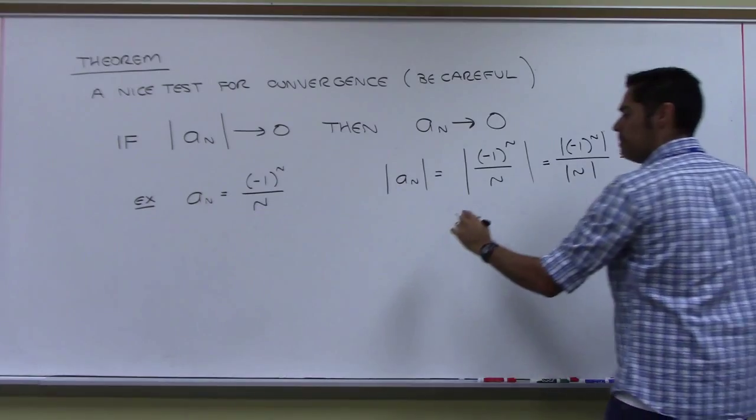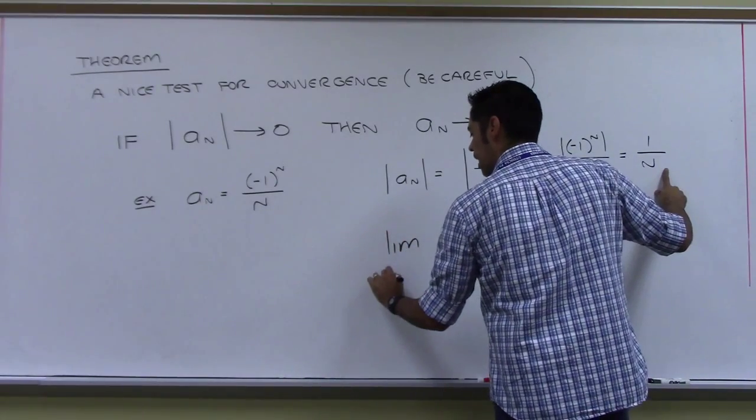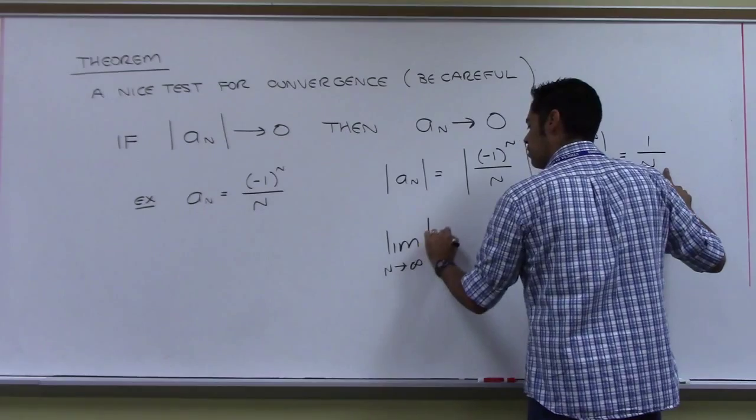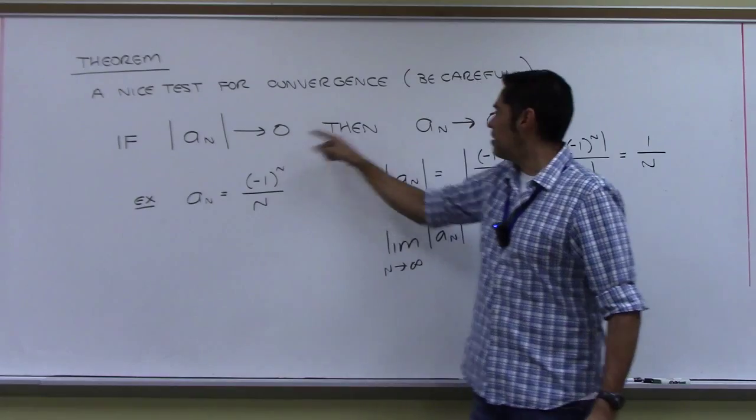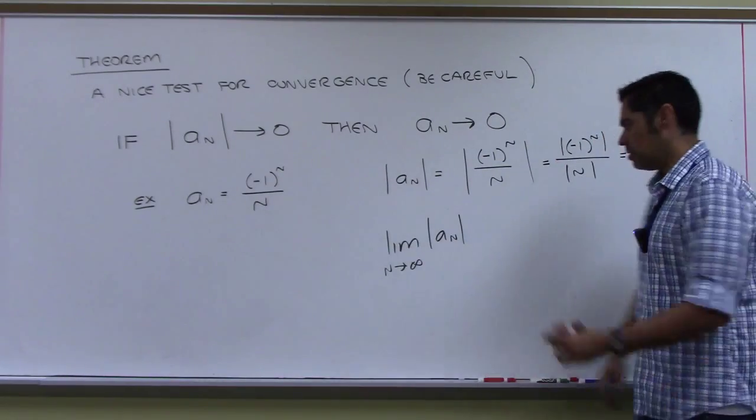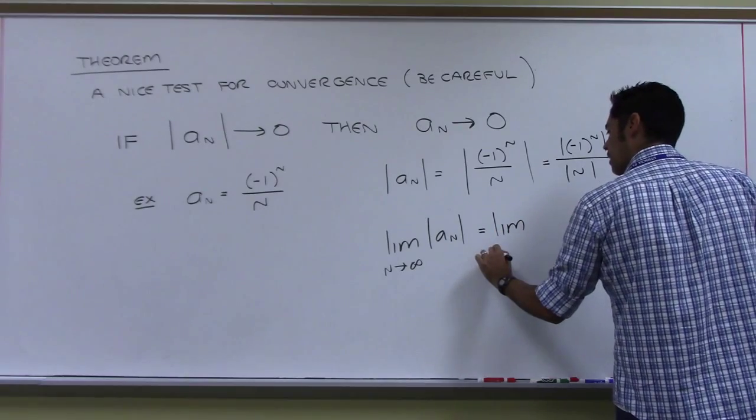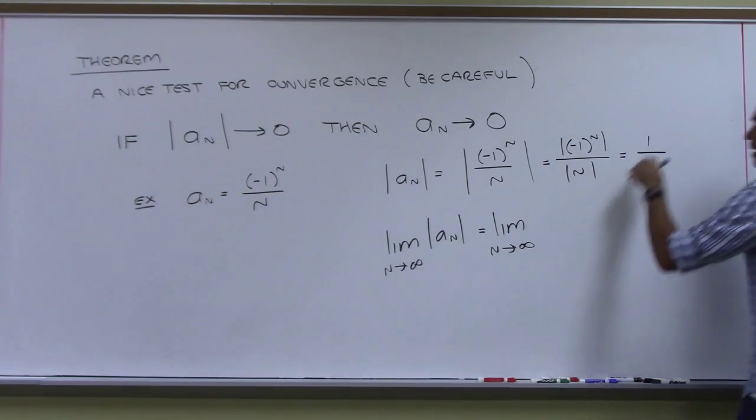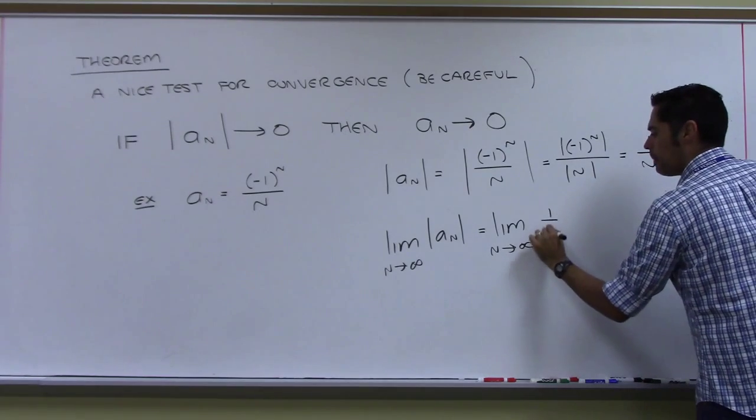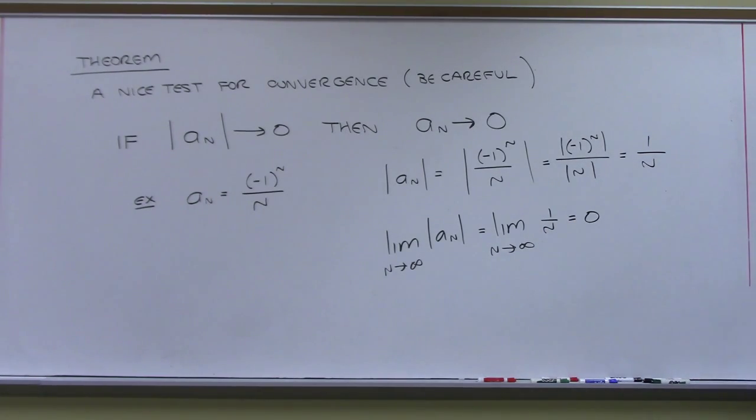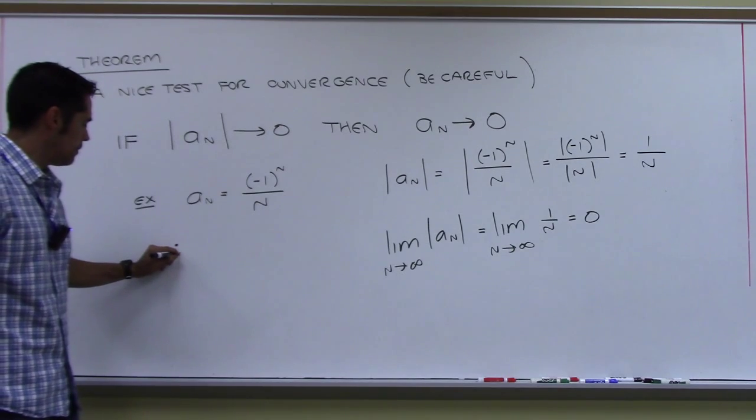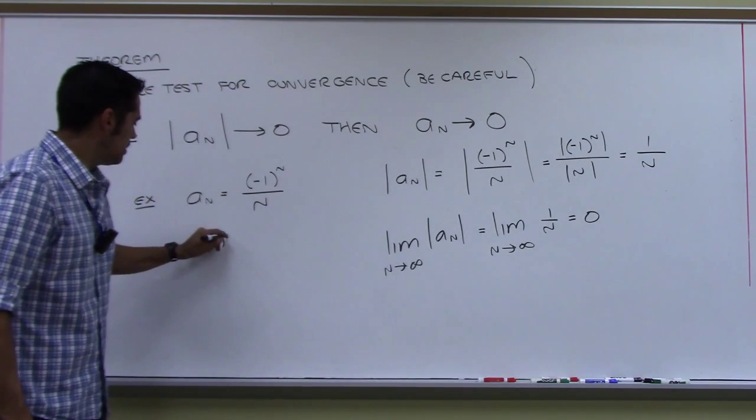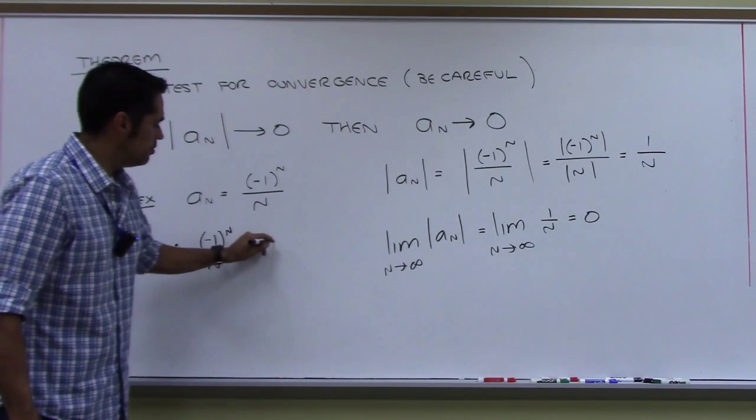And according to this theorem, if we take the limit as n goes to infinity of the absolute value of a sub n, if that goes to 0, then what can I say about the original sequence? It also goes to 0. So let's just check it. This is the limit as n goes to infinity. What was the absolute value of a sub n? 1 over n. And that goes to 0, right? Therefore, -1 to the n over n goes to 0.